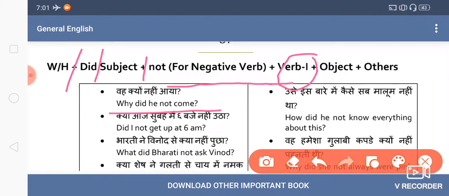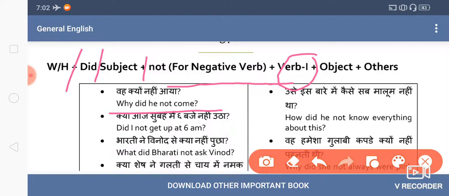You can see one sentence. Why did he come? Why did he not come? So why, the WH type word, did, then subject he, not. Then before the main verb, not will come. It will change the spirit: the action is not being done. The action was not done, right? So why did he not come? It will change the complete spirit. If we remove not, it will have again a different meaning.